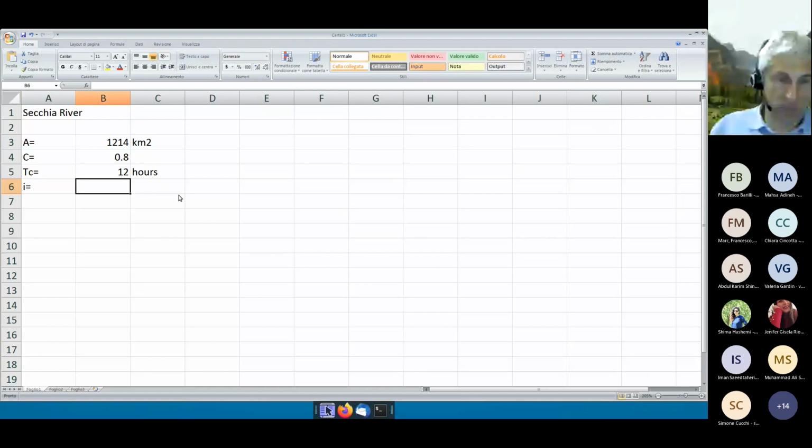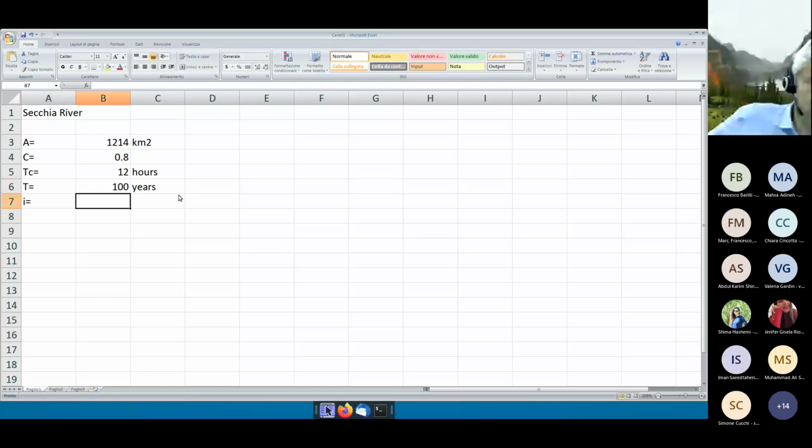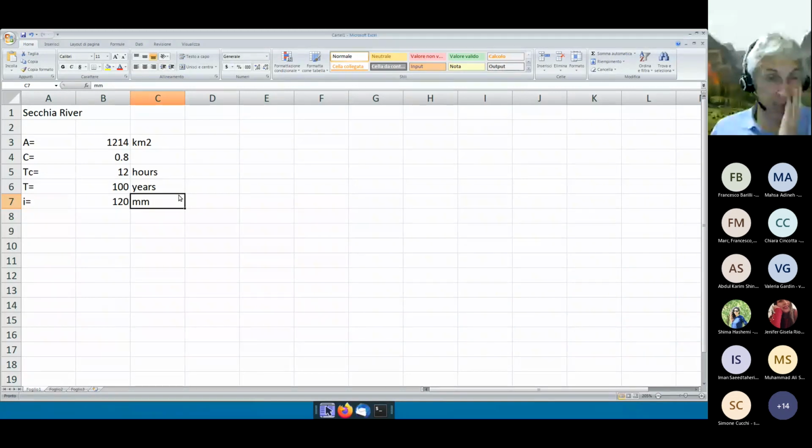So rainfall event I, for a duration of 12 hours and a return period of 100 years. Let's write here T equal 100 years. Now, this is the most difficult question. 12 hours. Let me think of it. I think it may be something like 150 millimeters. I don't know. Let's see. 120. This is the most difficult question because I think for 1 hour rainfall over the Secchia River, I would have said like 60 millimeters. But then if you increase the duration to 12 hours, okay, let's try with 120.